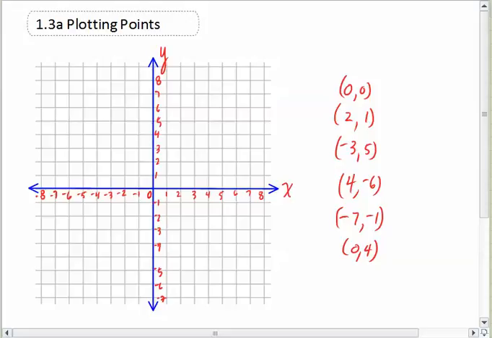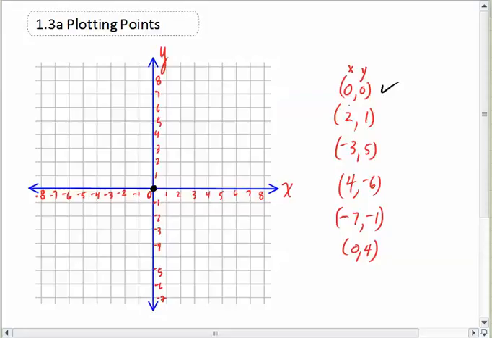So if I'm going to plot the point (0, 0), that tells me I'm going to start at the origin. I'm going to go in the x direction 0, and I'm going to go in the y direction 0, and after that I will place a point. So I'll do that. Let's start at the origin. I'll go 0 in the x direction, 0 in the y, and there it is right there. There's my point.